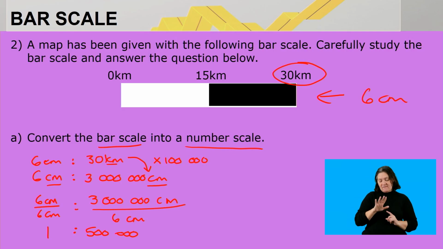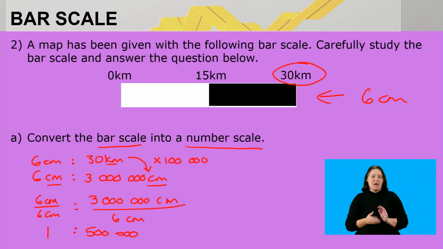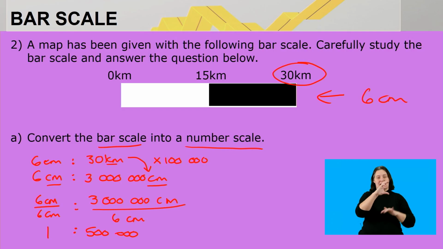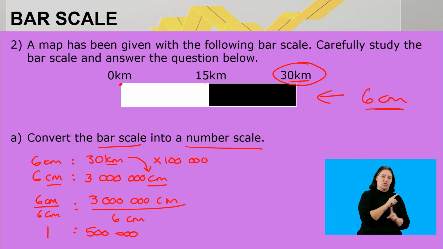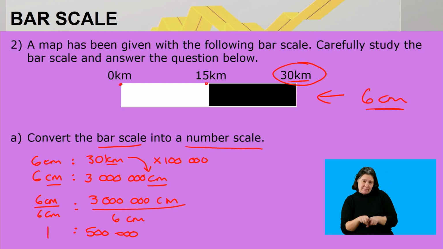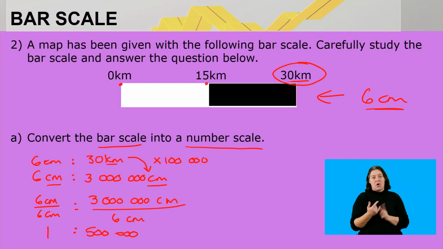1 is to 500,000. I'll run through this one more time so that you know the steps. First of all, you measure the bar length. In this case, we've measured the bar length as 6 centimeters. Then I equate it to the distance that I've measured on the bar, which is 30 kilometers. Remember, you can even measure from 0 to 15 as well. Are we clear? And just equate the two. In this case, I converted 30 kilometers into centimeters by multiplying by 100,000. Now both my units are the same. 6 centimeters is to 3 million centimeters.